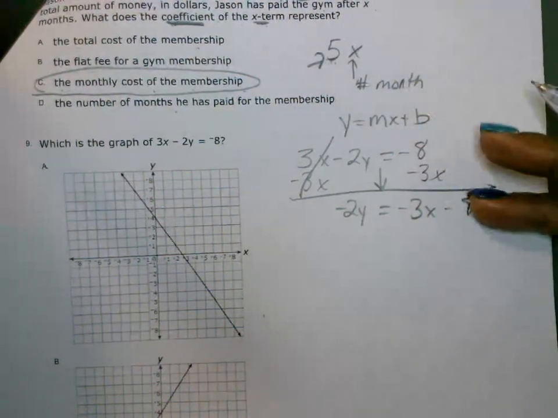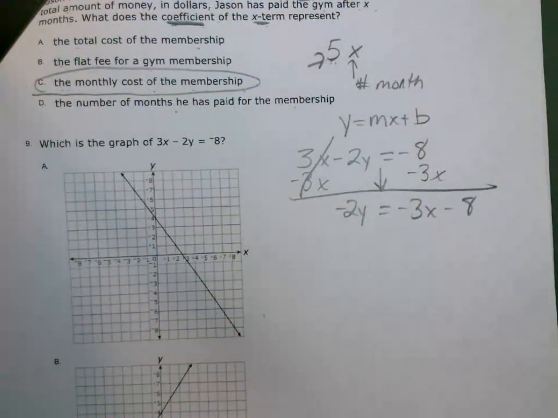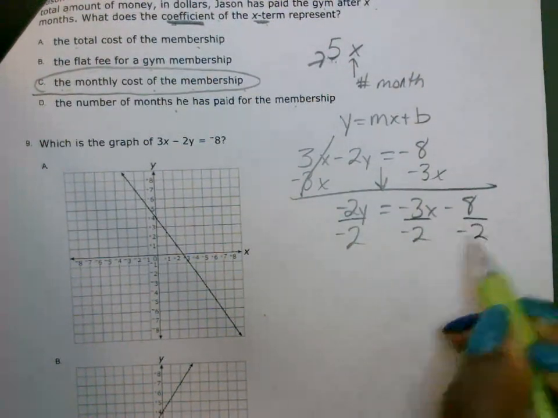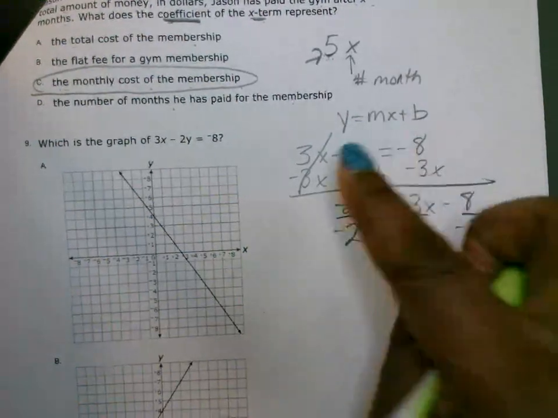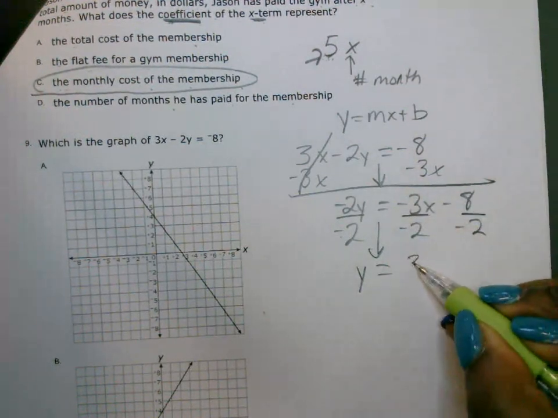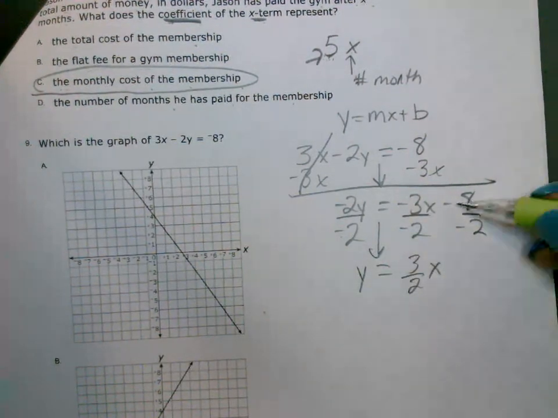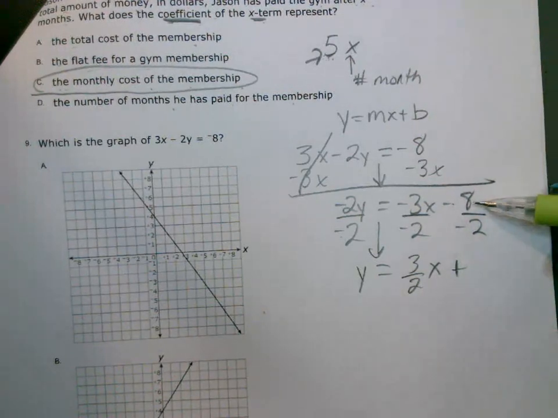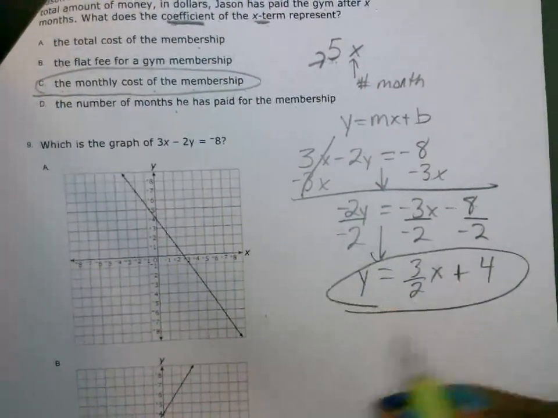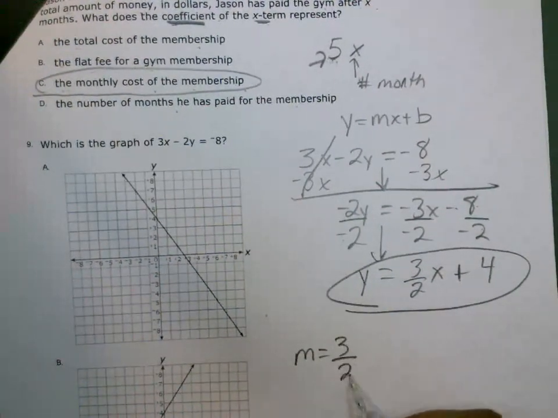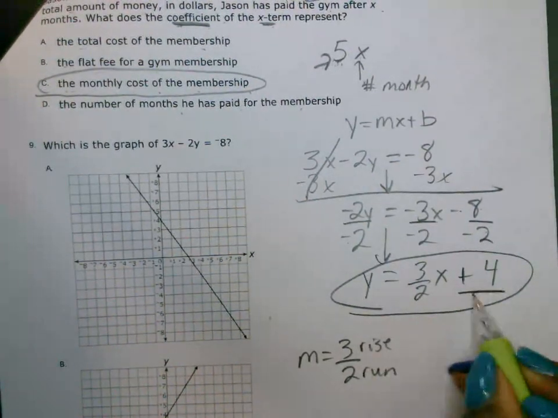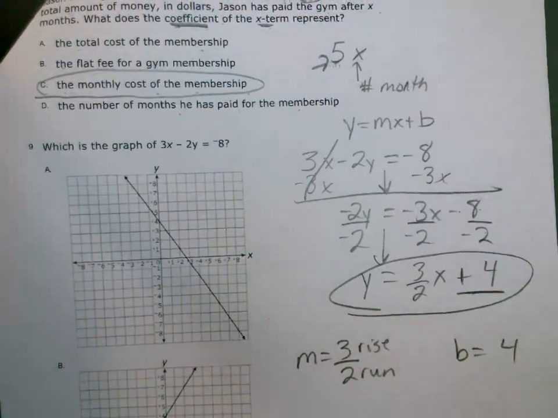I'm bringing them both down because they're not like terms, okay? Now, in order to get y by itself, I'm going to divide everything by a negative 2. So negative 2 divided by negative 2 is 1. So this is 1y is equal to, a negative divided by a negative is a positive, okay? Simplify, 8 divided by 2 is 4. So this is the equation that I use to graph. I label my m, rise over run. It's already a fraction. This is my rise, this is my run. My b, or my y-intercept, is a positive 4, okay?